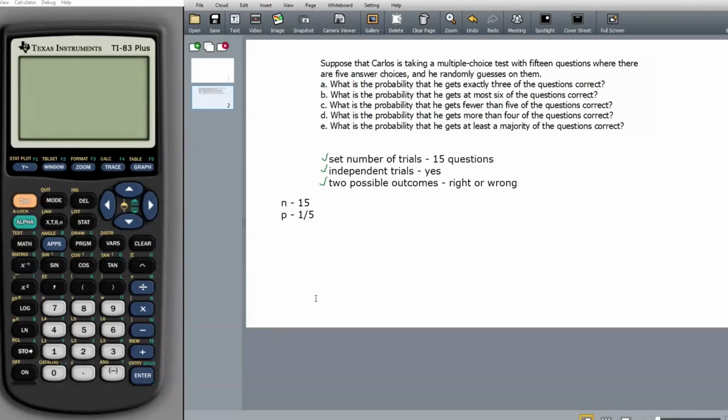And then for part A, it says, what is the probability that he gets exactly 3 of the questions correct? Which means that I am calculating the probability that x equals 3. I can write this in probability notation by saying P, parentheses, x equals 3, close parentheses. This allows me to write shorthand the probability that x equals 3.